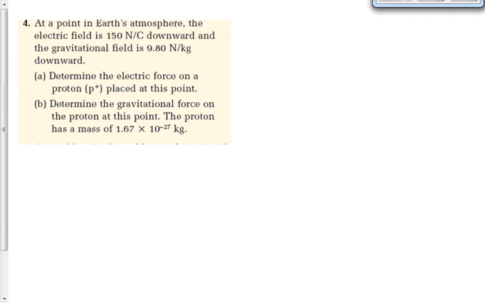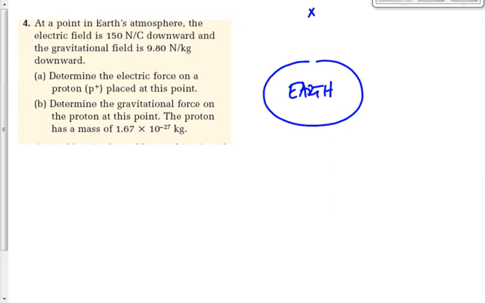Sometimes it's helpful to draw it out. If in doubt, draw a picture. Okay. A worst case scenario is it's not going to help you, but it's certainly not going to hurt you to draw a picture. So draw a picture of the Earth here. We have a point up here somewhere, certain distance away from the Earth. We don't know what that distance is. We know that at that point, the electric field strength is pointing downwards, and it has a value of 150 newtons per coulomb.